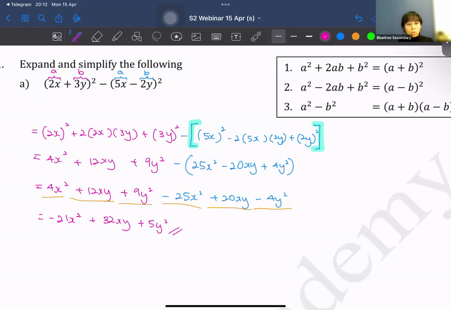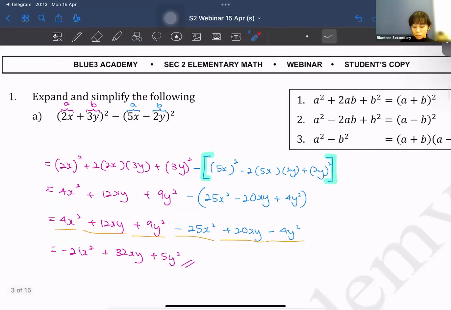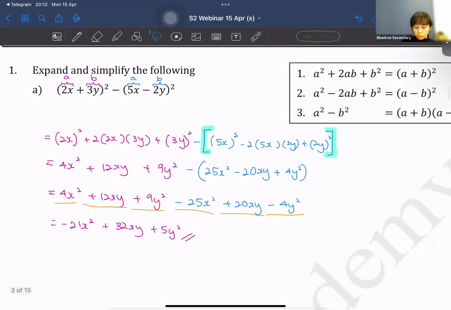For some of you who are really good with your identities already, you will have noticed right from the start that the expression given kind of looks like your third identity, where you have a squared minus b squared. This is your entire a squared. This is your entire b squared. So you can also use the alternative method. I'm going to write the alternative method at the bottom. Just give me a moment to copy the question first.